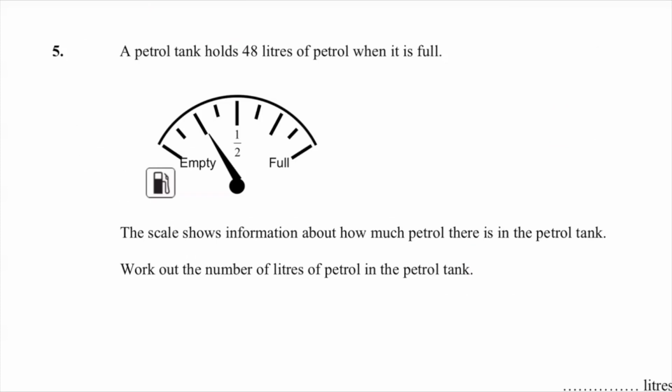Okay, question 5. We've got a petrol tank that holds 48 litres when full. So why don't we pop that on straight away, and then we've got it there where we need it. The scale shows information about how much petrol there is in the petrol tank. So that's our needle here telling us that we've got this much petrol in the tank.